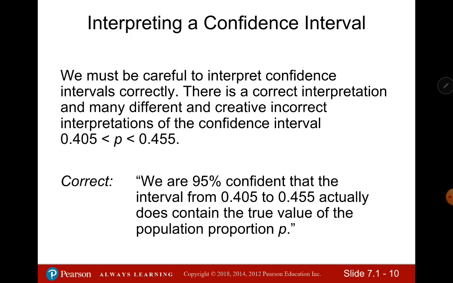We will say, if the confidence level is 95%, we are 95% confident. Let's say we have this as our confidence interval, from 0.405 to 0.455. We are 95% confident this interval actually contains the true value. So this is the only correct way to interpret the confidence interval. Again, do not use your own words.